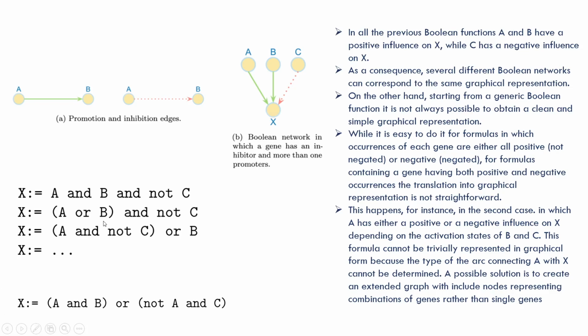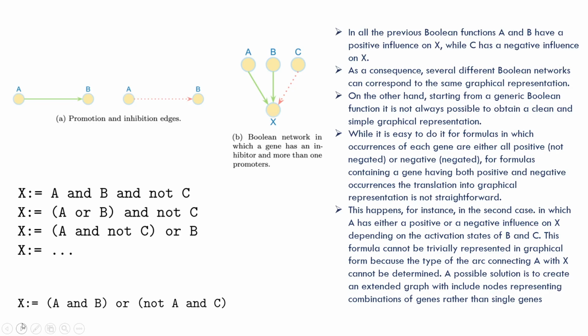It is dependent on the relationship between B and C, depending on the activation states of B and C. This cannot be trivially represented in a graphical form because the type of arc connecting A with X cannot be defined. From the second equation, it is not clear what the relationship of X with A is. A possible solution is to create an extended graph which includes nodes representing combinations of genes rather than simple genes. This is one technique that people use.